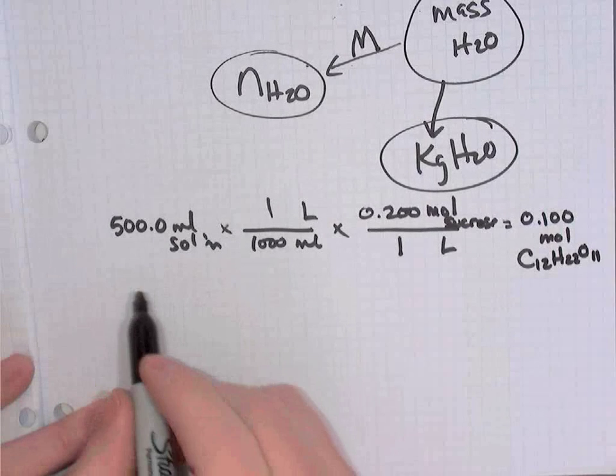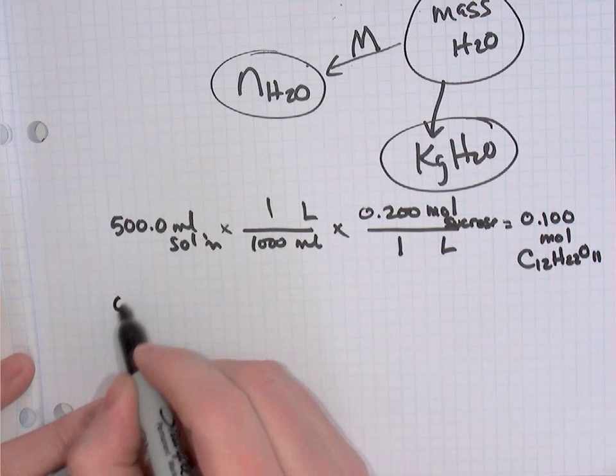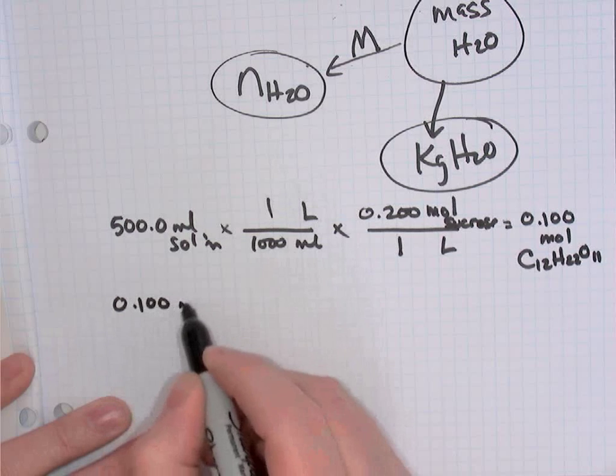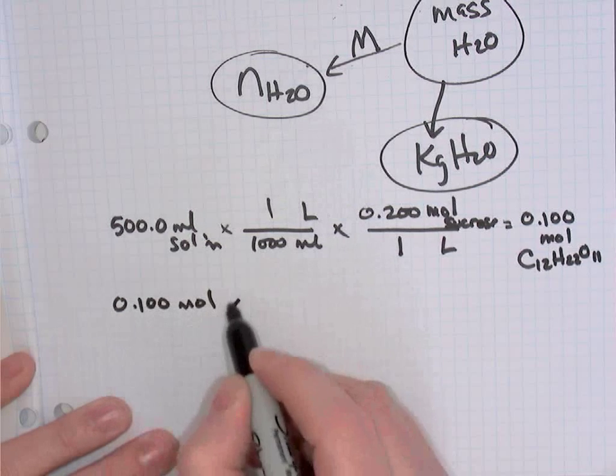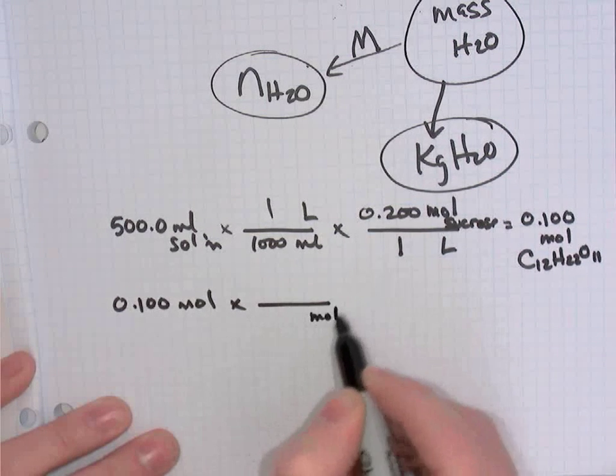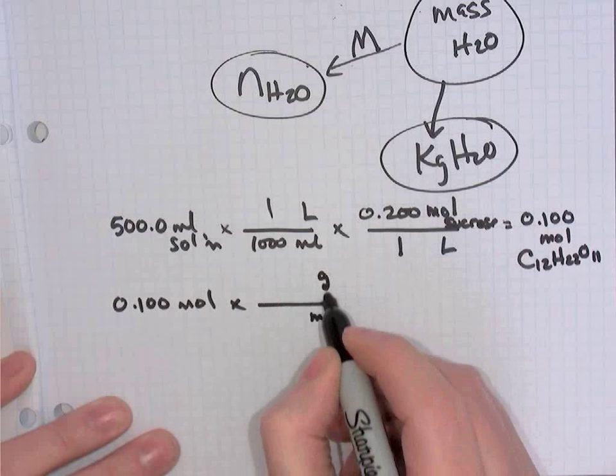We can convert that to mass. So if I take that answer, 0.100 moles of sucrose, get rid of moles, switch to grams of sucrose.